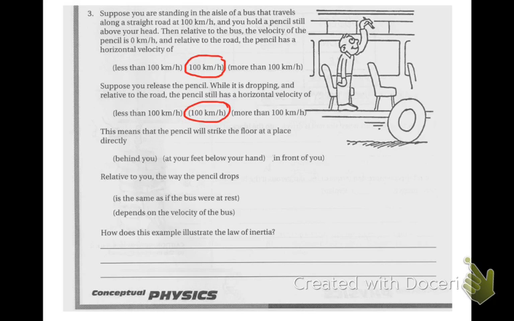Of course, even if you didn't necessarily know it was 100 kilometers per hour, use English to help you. It says still has, which means that velocity hasn't changed. This means that the pencil will strike the floor at a place directly behind you, at your feet, below your hand, or in front of you. Well, you and the pencil are on the bus, so it's just like you dropping a pencil when you're standing in a room. So that pencil will land at your feet.